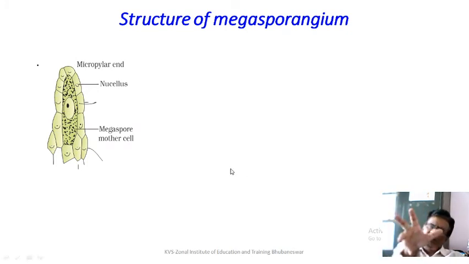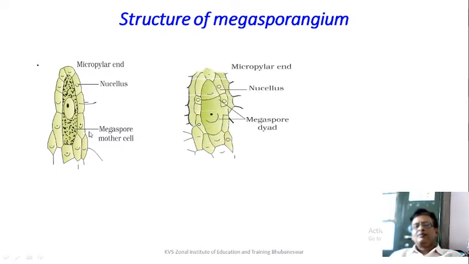As I was mentioning, inside the nucellus, a primary archisporial cell is formed, which divides into the outer primary cell wall and the inner megaspore mother cell. This megaspore mother cell, you can see in the diagram, is only one cell, covered by a layer of protective cells. The outer primary cell wall divides to form the outer cover of the embryo sac. Then what happens? That undergoes meiosis.